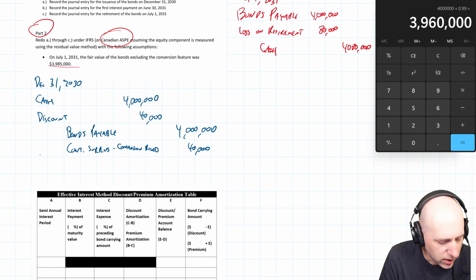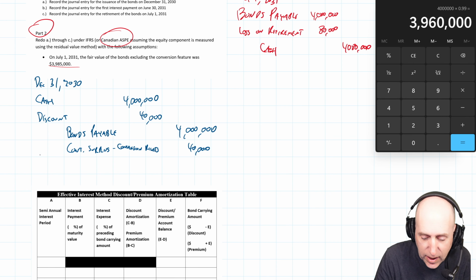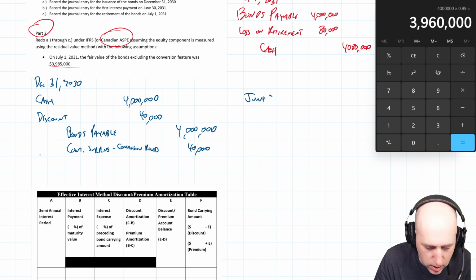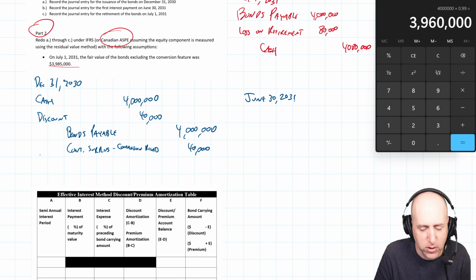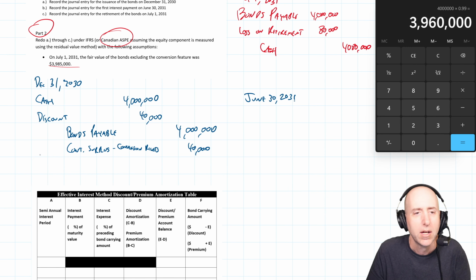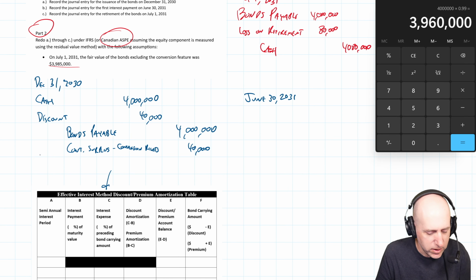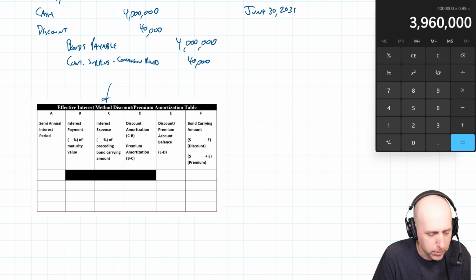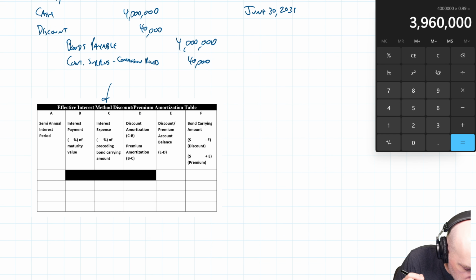Okay, and so we've done our first piece. The second thing we were asked to do is the June 30th, 2031 interest payment, but we can't do the interest payment because we don't know the interest expense, because we need to do the effective interest method when we're amortizing bond discounts or premiums. So let's get going with that.